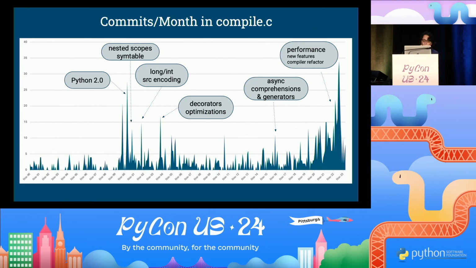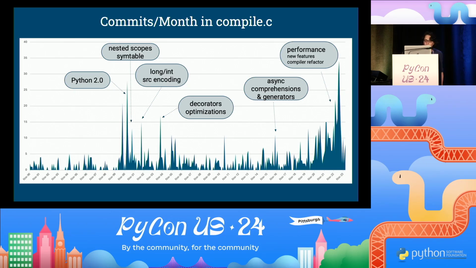Then we have a spike for unifying long and int, and around the same time source code encodings. Then we have a spike for decorators, and that's also when the peephole optimizer was added. So another spike of activity. And so on. That's how it goes. And then async comprehensions and generators, another spike.